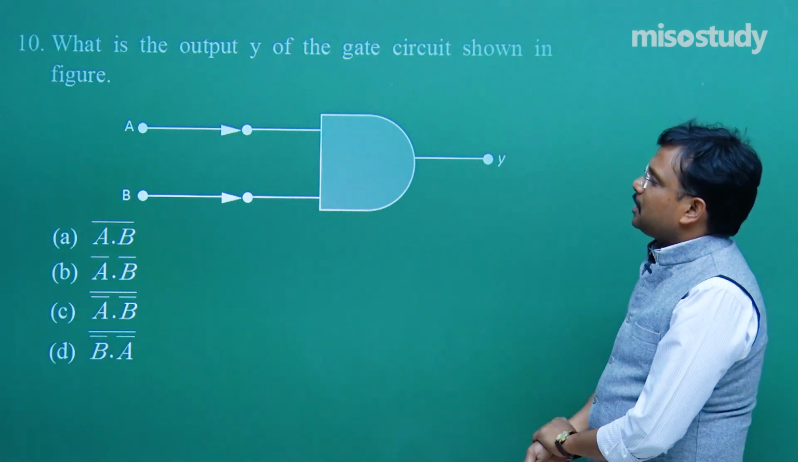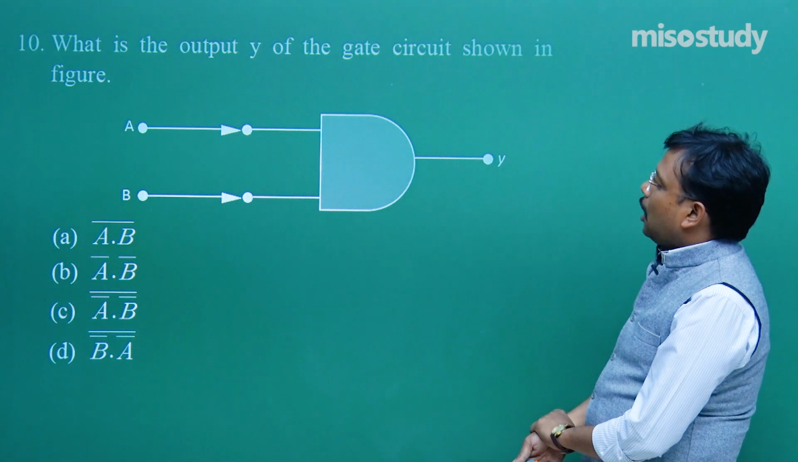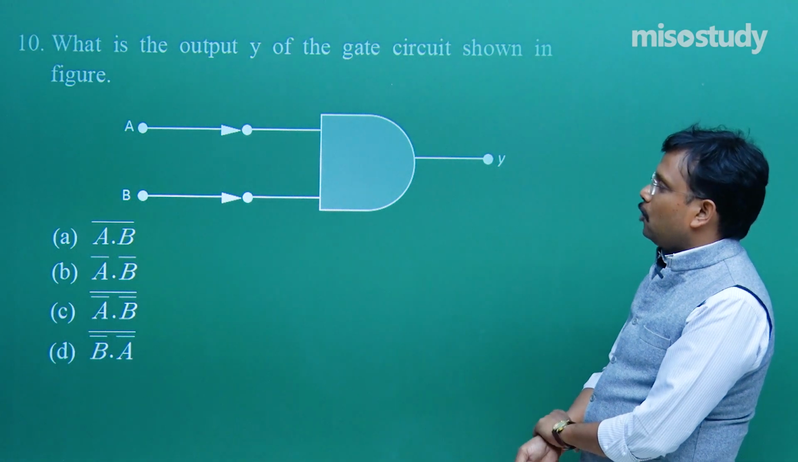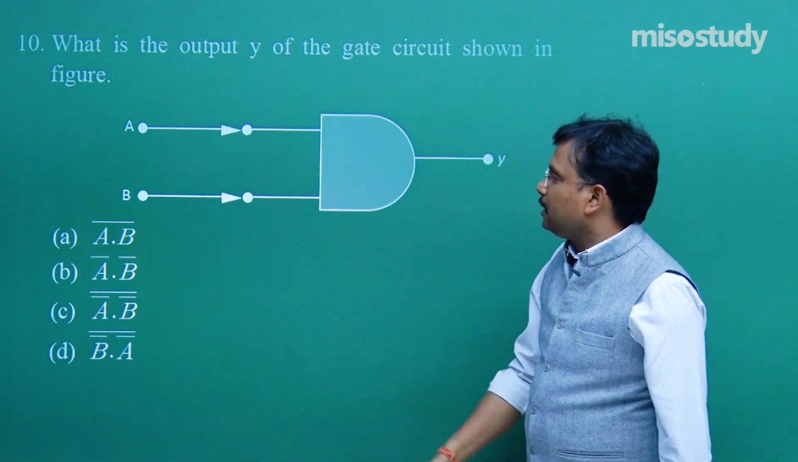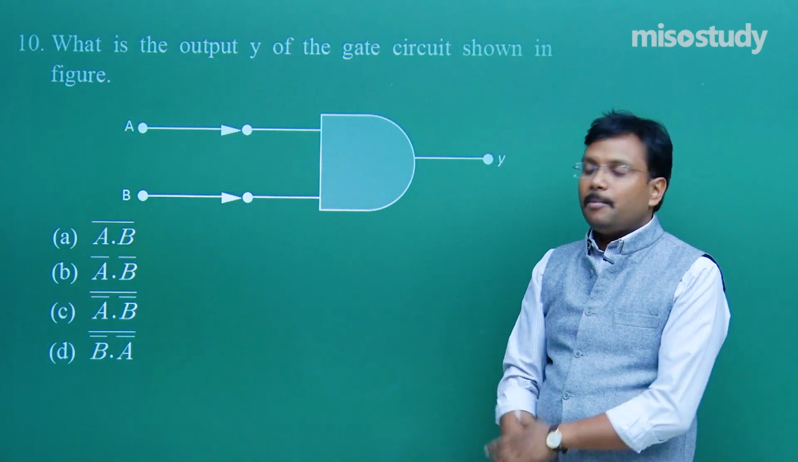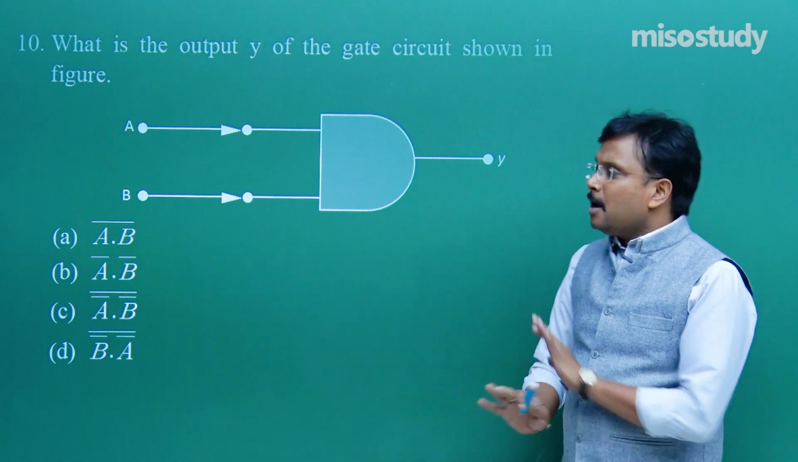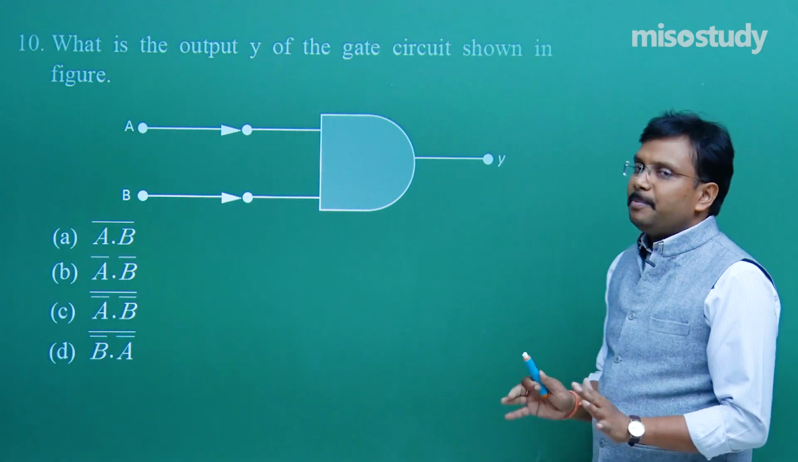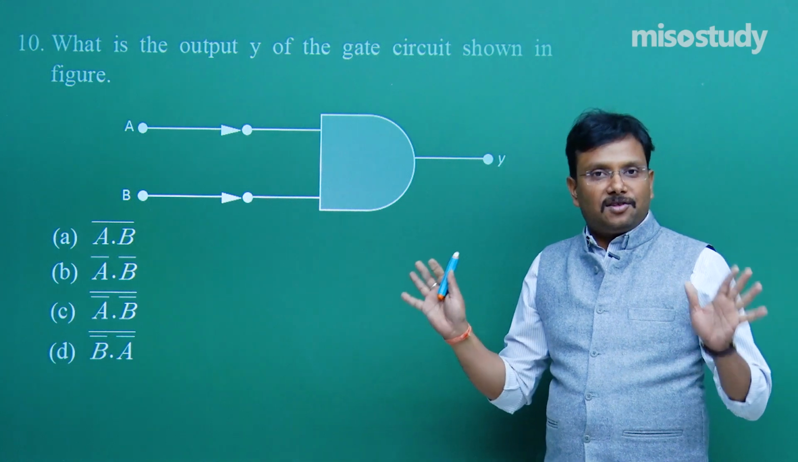This question is just a representative question. What is the output of Y? So it's an AND gate. Accordingly, here it is a NOT gate, here it is a NOT gate. So B is the correct option, that is A bar dot B bar. No discussion is required as such, but my simple suggestion is please keep revising these concepts.